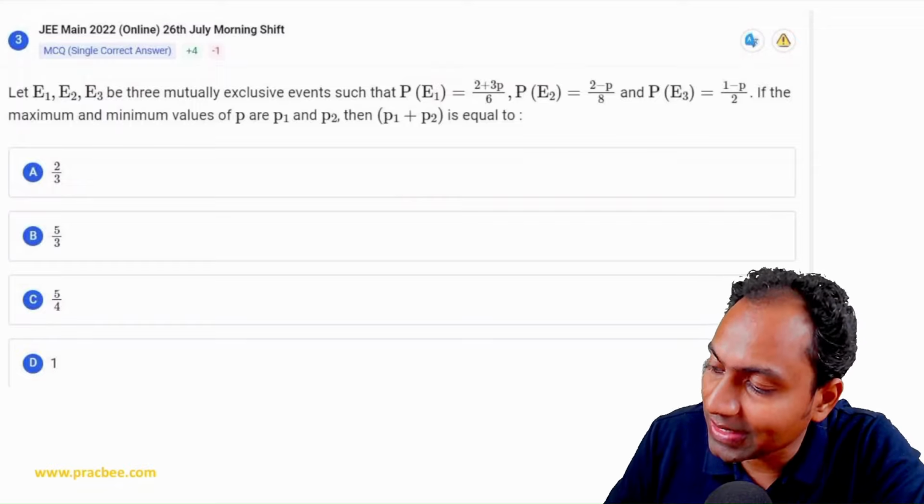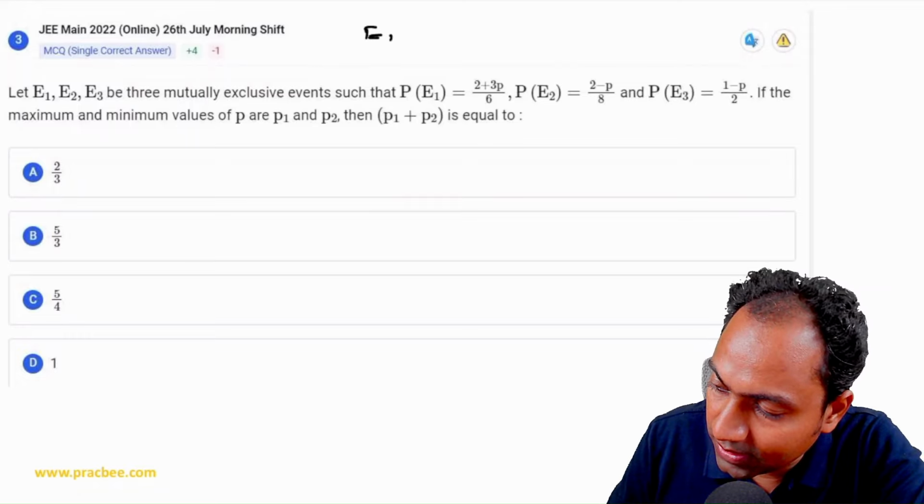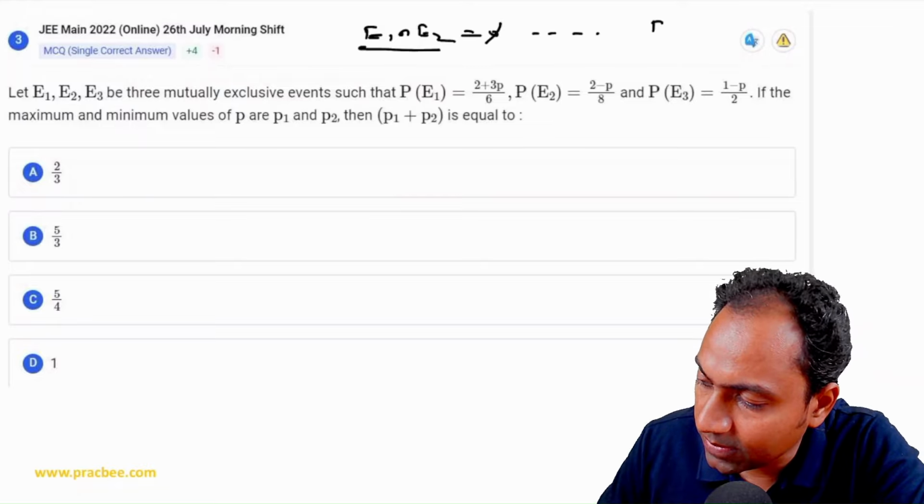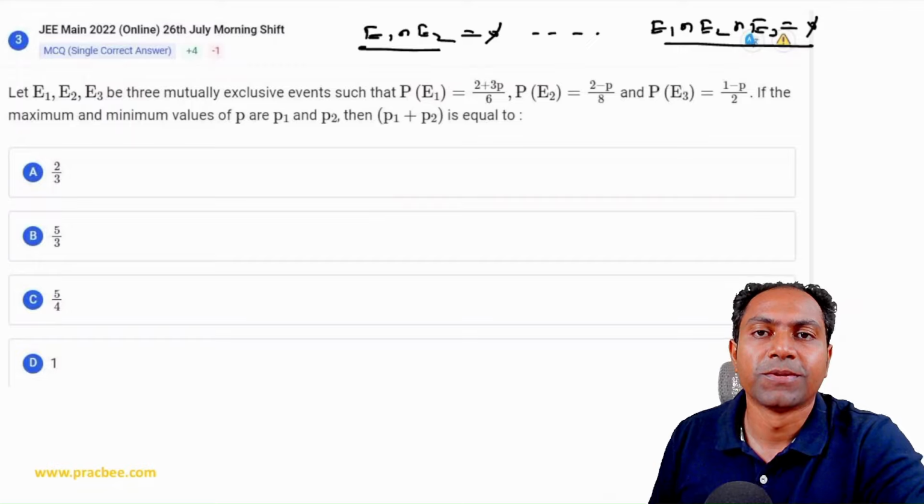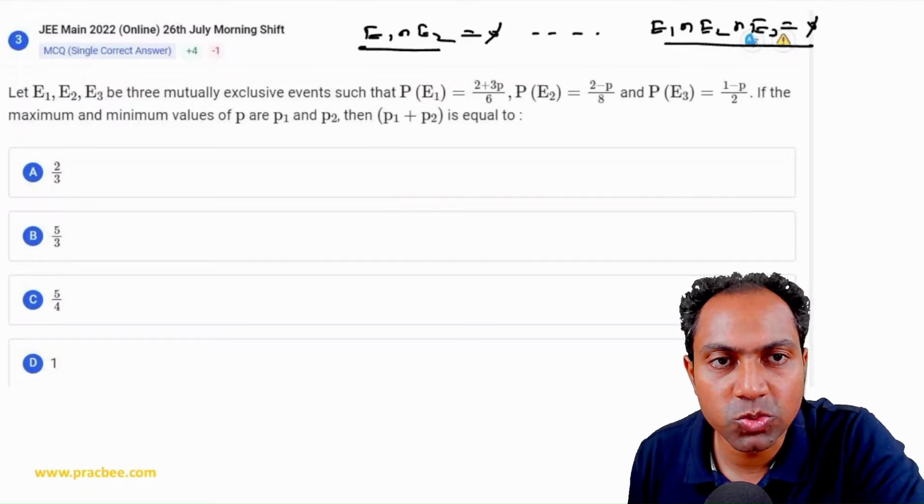Exclusive event would mean their intersection is 0. That is one condition. So if I take E1 intersection E2, this is also a null set, and like that any two in combination will be the same. And then if I take the intersection of any three, this will also be a null set, and that is obvious. Now one very important condition that they have given is that they are mutually exclusive events.